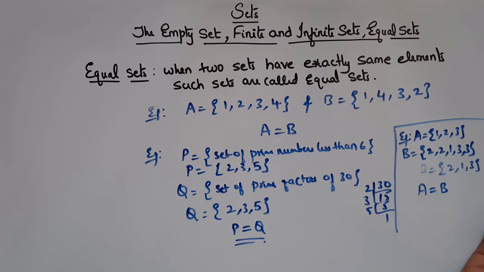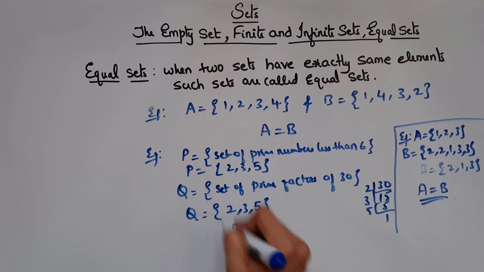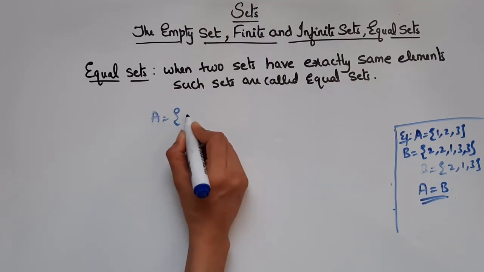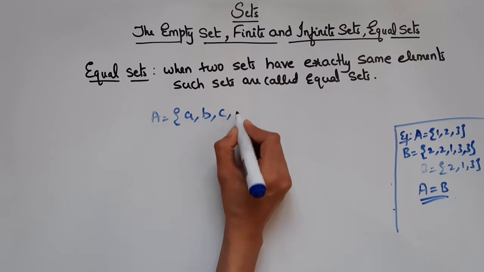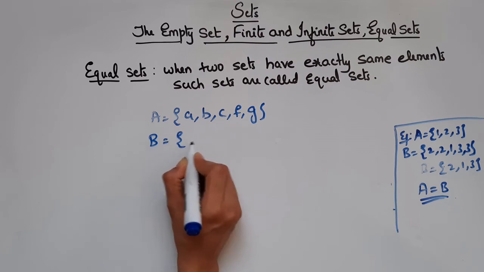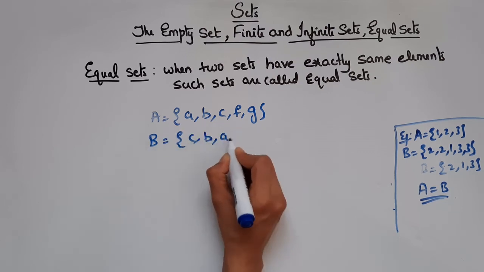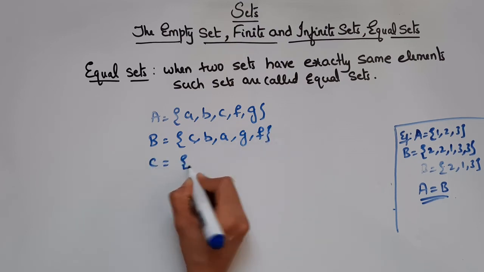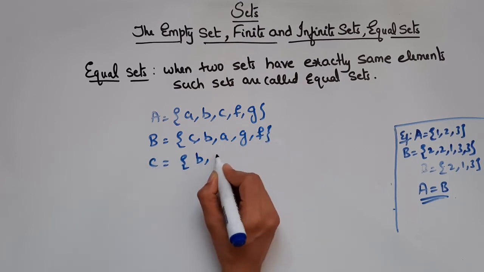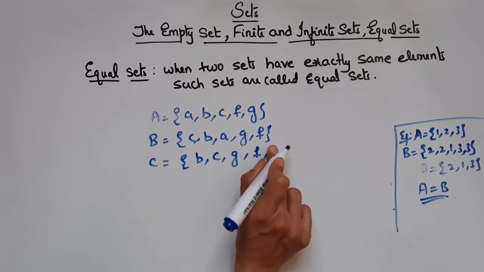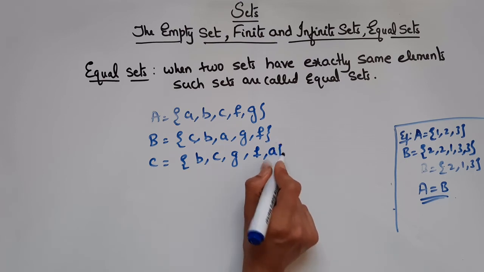Set A is equal to set B. Now let's see the example of 3 sets. Let's say we have set A where the elements are A, B, C, F, G, and we have set B where the elements are C, B, A, G and F, and we have set C where the elements are B, C, G, F and A.